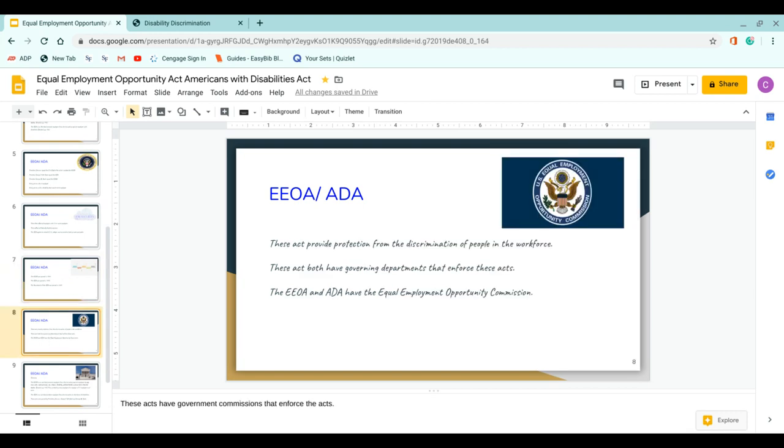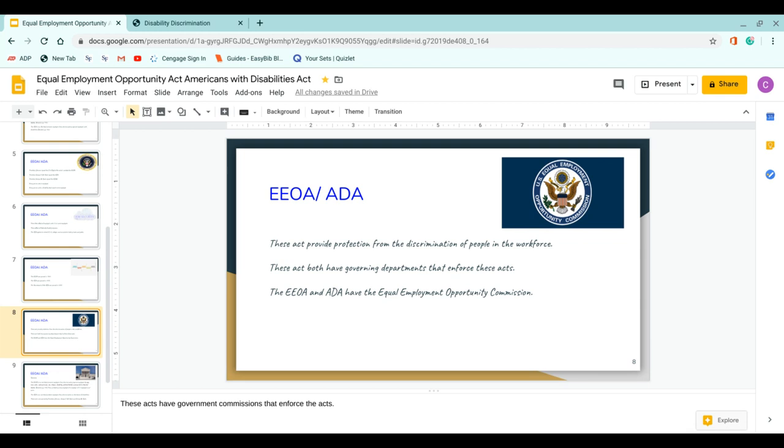These acts provide protection from discrimination for people in the workforce. The governing department that enforces these acts is the Equal Employment Opportunity Commission. That was started in 1974 by President Nixon. People were filing a lot of lawsuits, and so they had to figure out how to combat all the lawsuits that were being filed because of discrimination. So the Equal Employment Opportunity Commission was established.